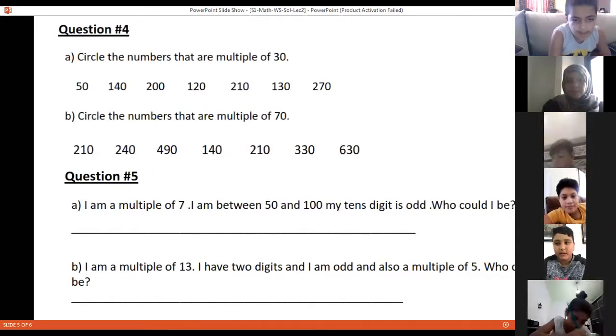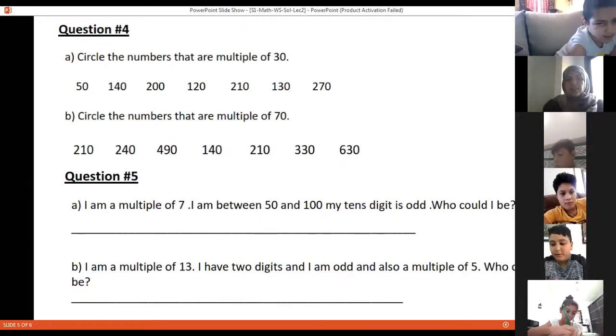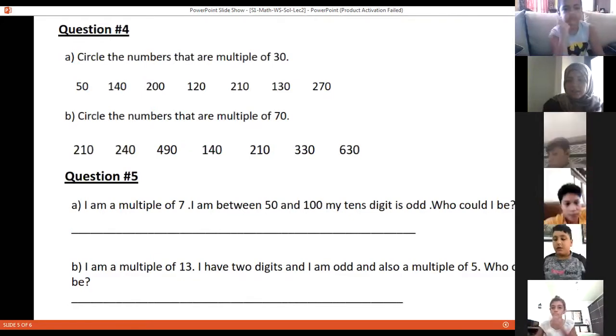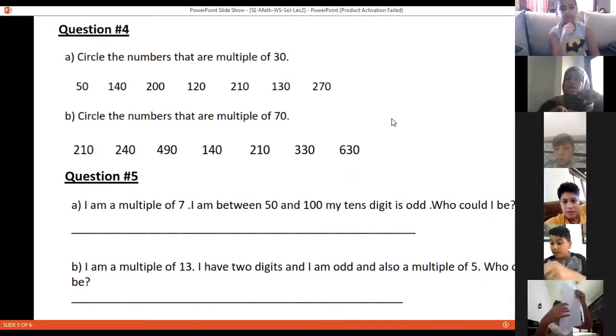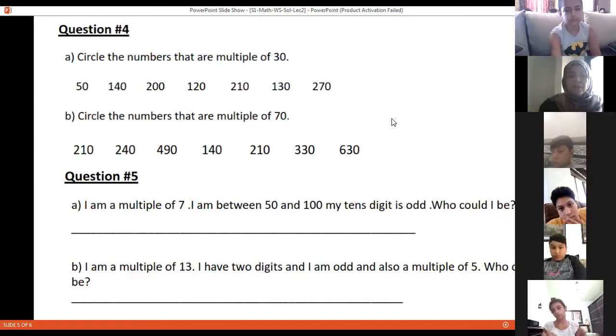Okay, let us see question number 4. We need to circle the numbers that are multiples of 30. Who can give me a multiple of 30 in the following numbers? 140. Yusuf, let us make another round. Okay, so I'm going to start again with Yusuf. Yusuf, can you circle the numbers that are multiples of 30?